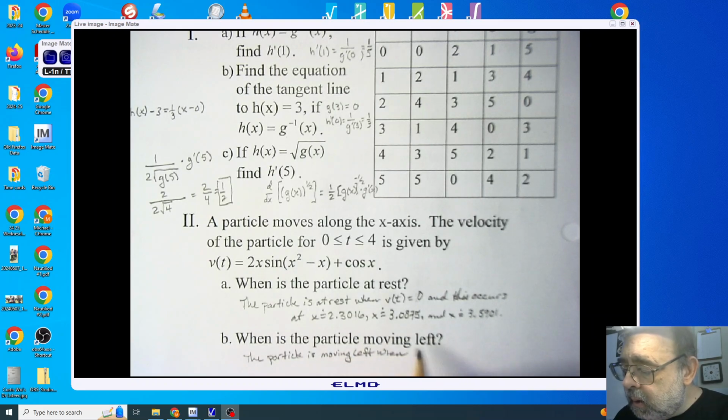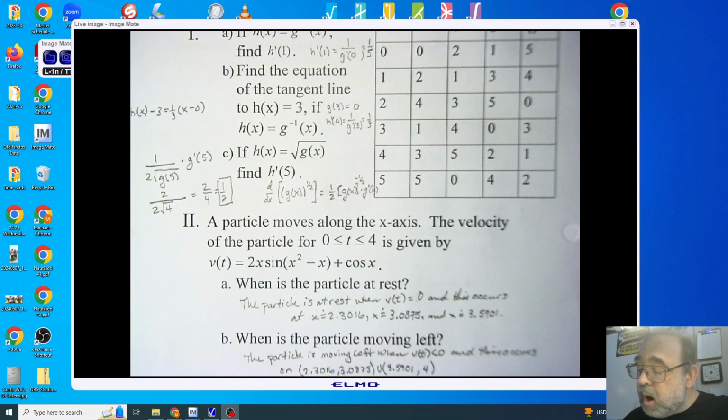Alrighty, so the particle is moving left when v of t is less than 0, and this occurs on, and now I'm going to use parentheses, 2.3016 to 3.0875 in union with 3.5901, comma 4. Now please be aware, when we talk about velocity, we are talking about open intervals, as we need two-sided limits, and so I'm going to be using these values.